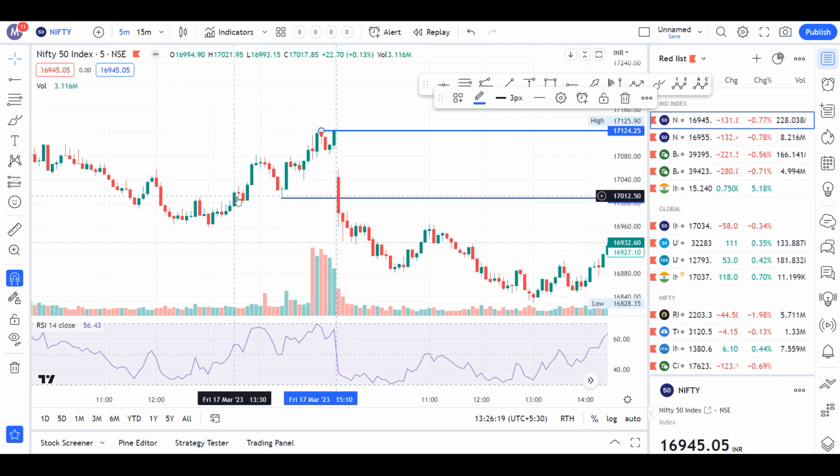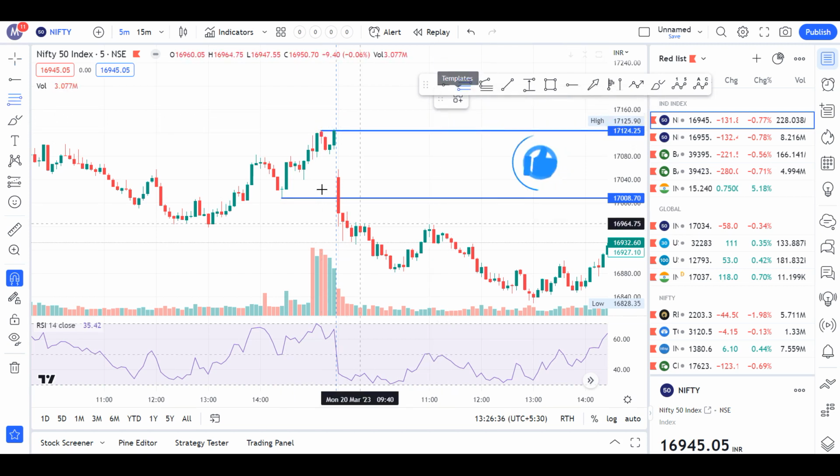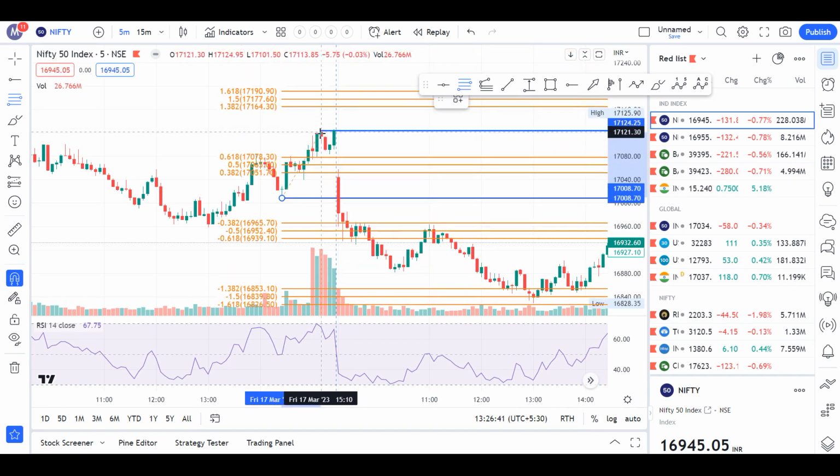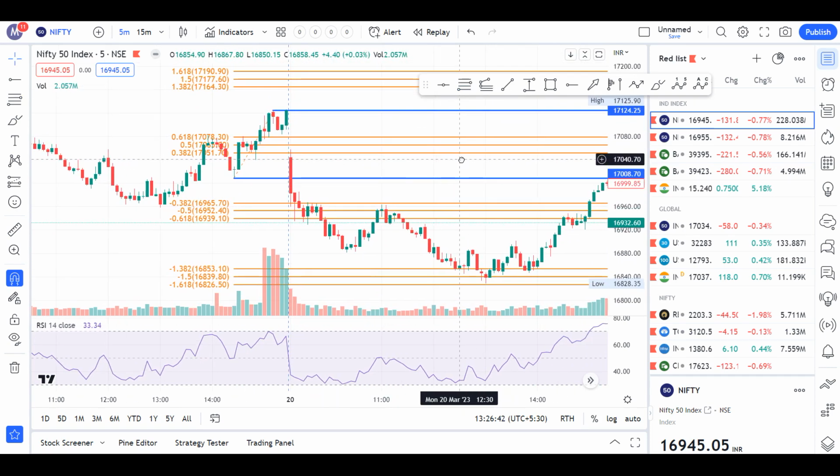The market, the Nifty, reversed from these levels, came down to this level, then plotted one swing low. After that it closed around the day's high. That is what we have plotted here, and we are just connecting these two levels for our Fibo. So this is what we have done.